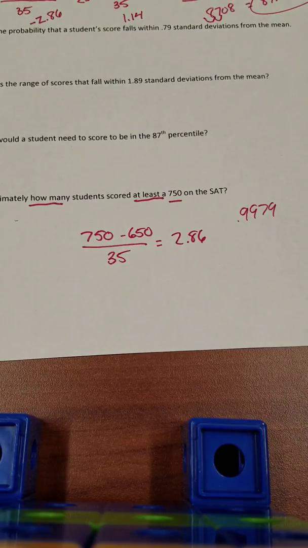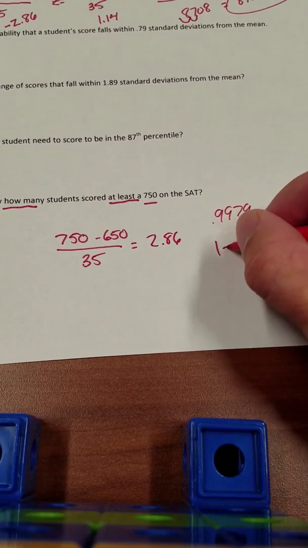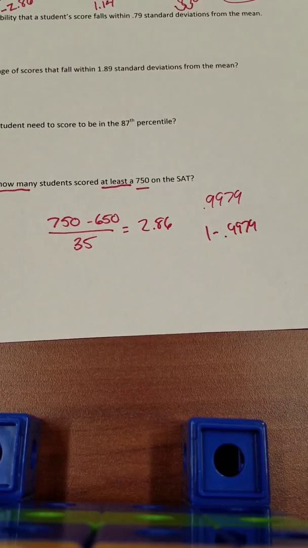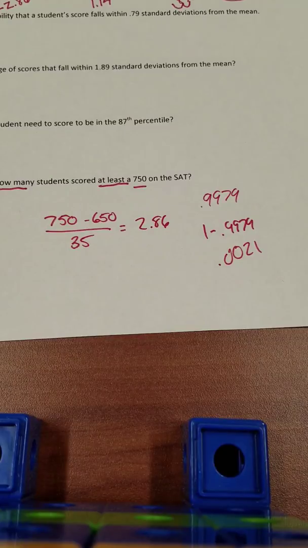The way I always look at this is money. It's pretty easy to understand in money terms. If I have at least $20, that means I have $20 or more. So this is really a more than problem, which means I need to do 1 minus my probability. So 1 minus 0.9979 gives me 0.0021. Okay? So that is my probability that I'm going to have a score above a 750.